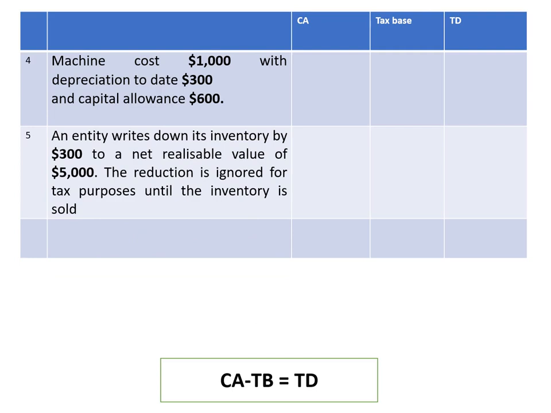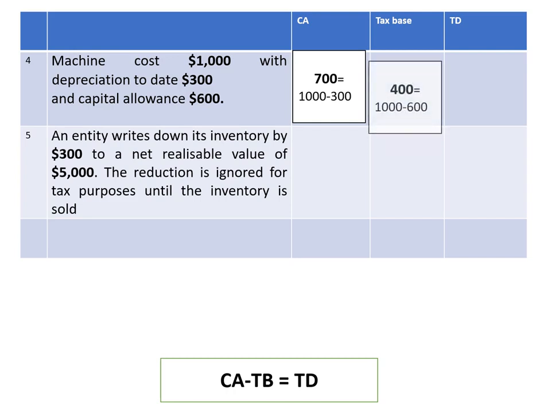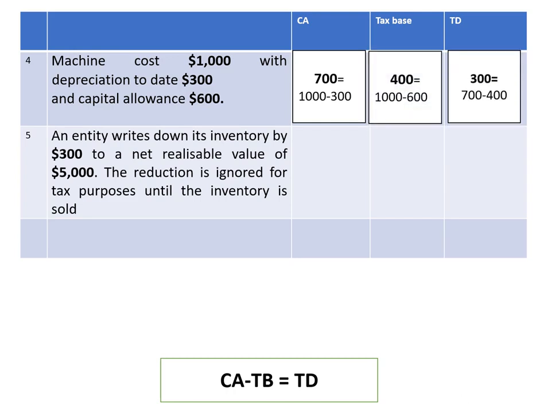A machine costs $1,000 with depreciation to date of $300 and a capital allowance of $600 so far. What's our carrying amount? Our accumulated depreciation is $300. We bought it for $1,000, and therefore we are saying our carrying amount is the difference between the $1,000 and the $300. Our carrying amount is therefore $700. What's the tax base? The tax base is the difference between the $1,000 and our capital allowance of $600. It's now $400. What's our temporary difference? Temporary difference is our difference between the two, which is $300.